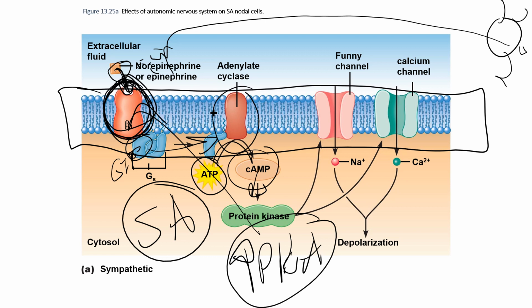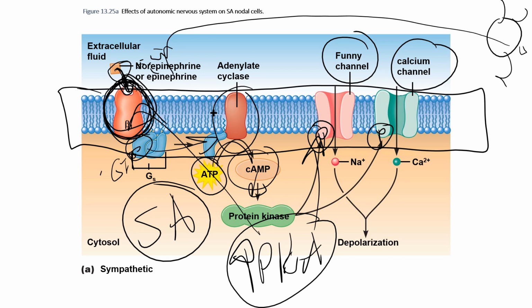PKA is elevated in these sinoatrial node fibers right now. And the question is, what is protein kinase A going to do? What protein kinase A will do is it will travel over to funny channels and probably calcium channels as well. And what PKA will do is it will start phosphorylating the funny channels and these calcium channels. Protein kinase A, PKA, is a kinase, so it phosphorylates things.